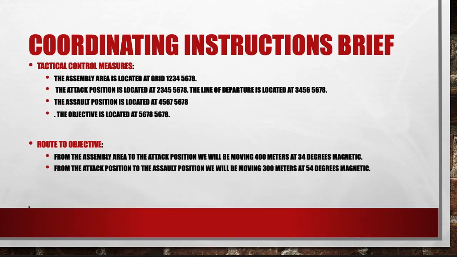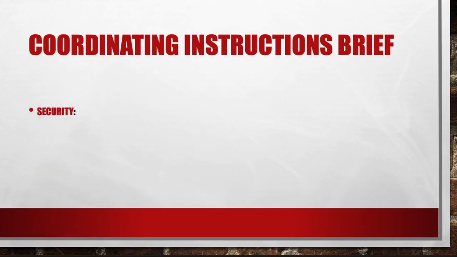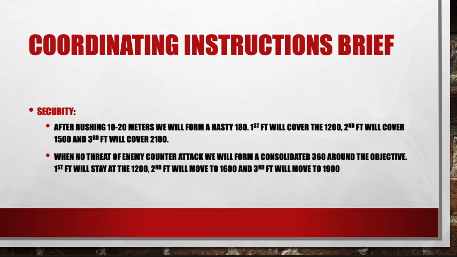From the assembly area to the attack position, we will move 400 meters at 34 degrees magnetic. From the attack position to the assault position, we will be moving 300 meters at 54 degrees magnetic. Security. After rushing 10 to 20 meters, we will form a hasty 180. 1st Fire Team will cover the 12 o'clock, 2nd Fire Team will cover the 1500, and 3rd Fire Team will cover the 2100. When no threat of enemy counterattack, we will form a consolidated 360 around the objective. 1st Fire Team will stay at the 1200, second fire team will move to the 1600, and third fire team will move to the 1900.